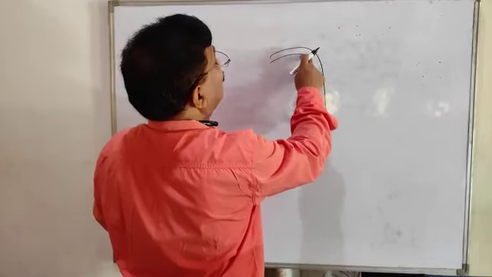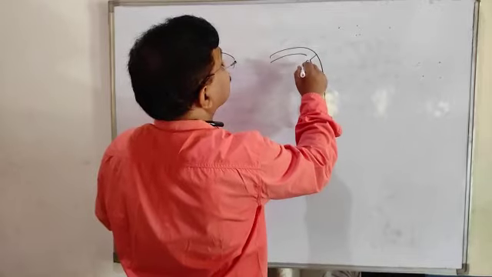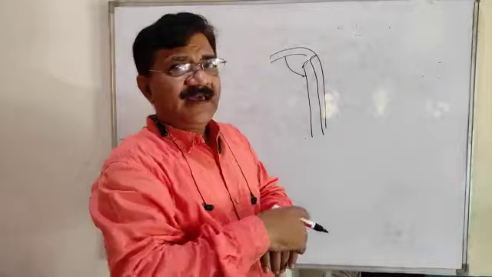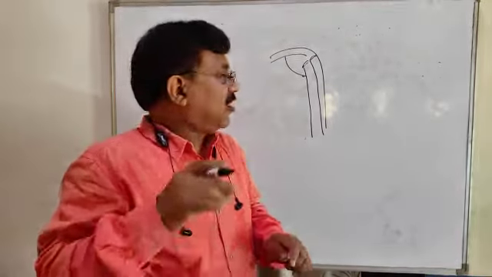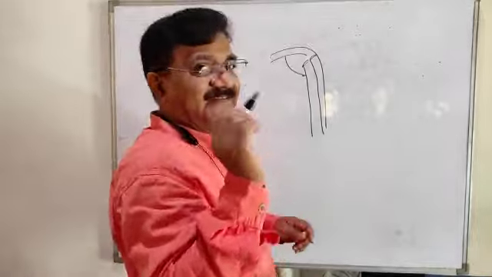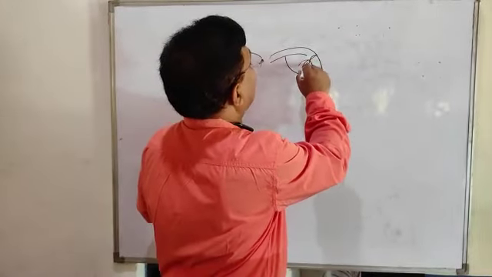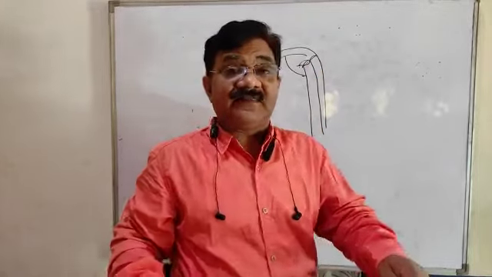Suppose this is it, and it has a common opening. The opening is common. During swallowing, as our larynx, the voice box, is lifted, there is one guard, one flap, which covers the windpipe. That cover is the epiglottis.